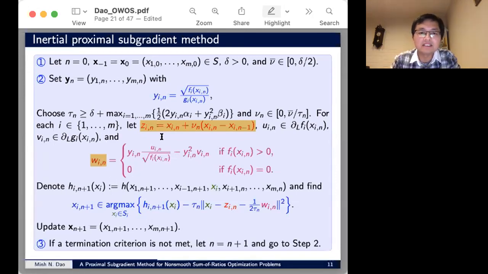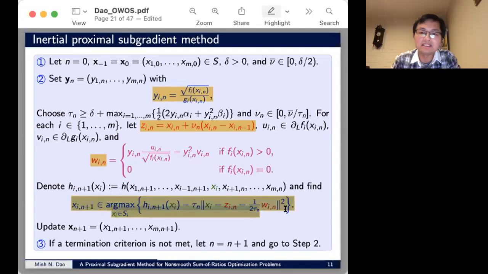And so first for yi we have a closed form, and then the main step is to find xi n plus 1, and it can reduce to computing a proximal operator. In some cases we still have a closed form. Yeah, but of course it's not always.